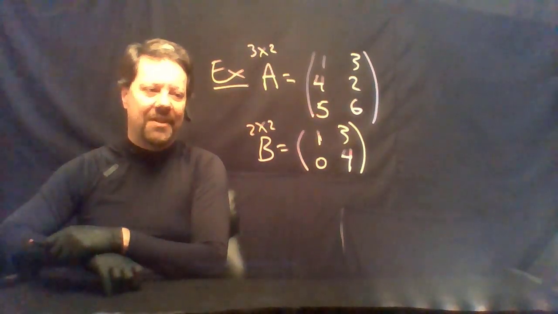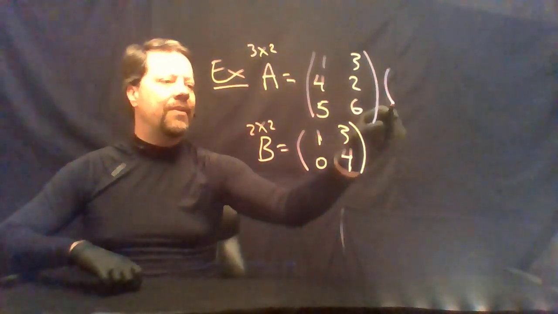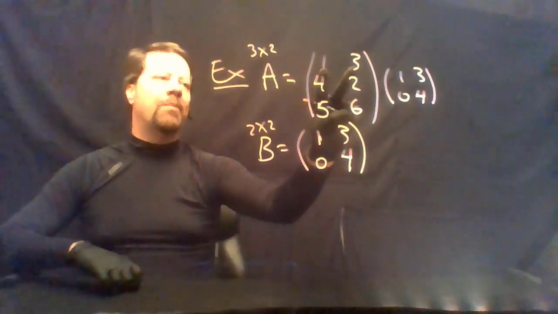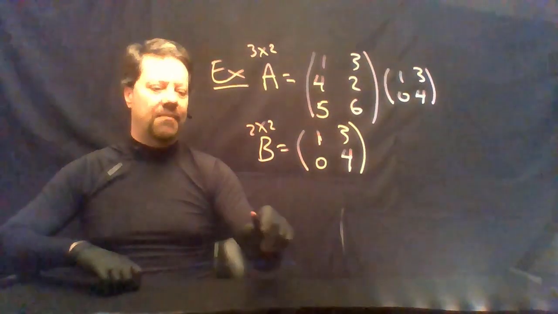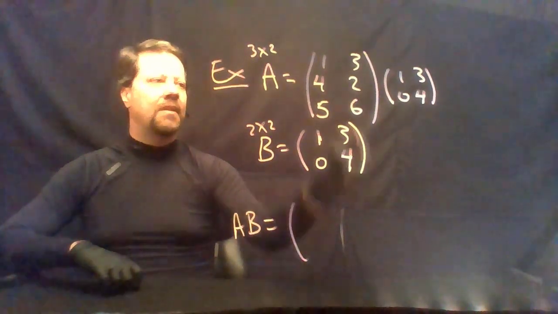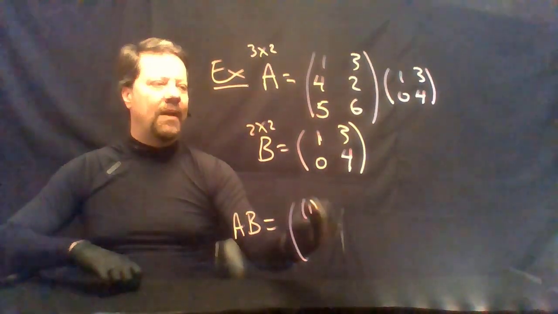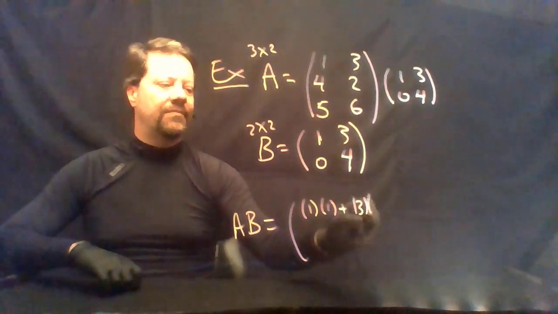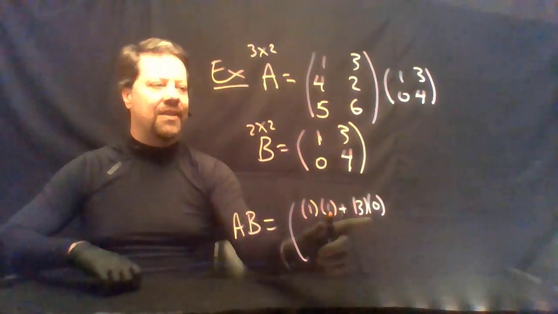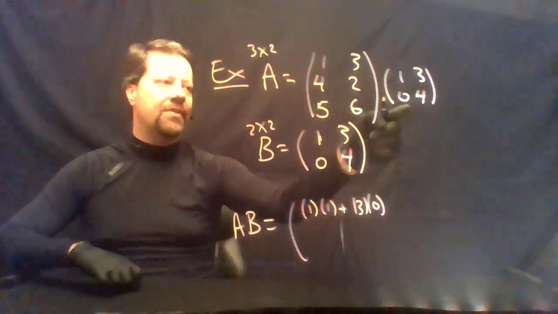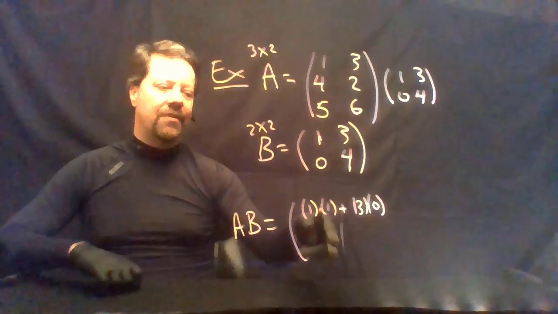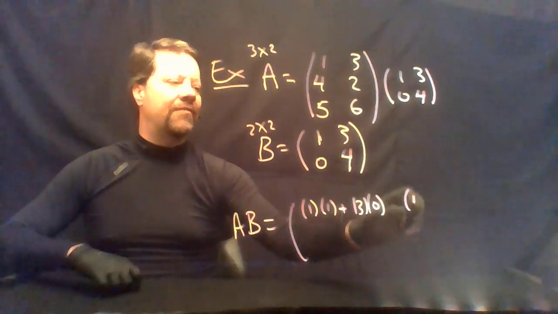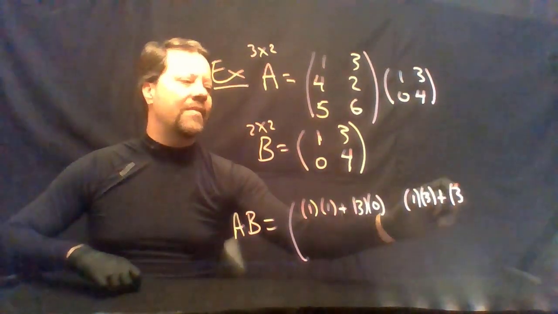How do we multiply these matrices? It might be easiest if you put them side by side and then multiply the first row times the first column. We're going to have 1 times 1 plus 3 times 0. That gives you the entry in the first row, first column. First row times first column gives you the entry in the first row, first column of the product. If I take the first row and multiply it by the second column, I'll have 1 times 3 plus 3 times 4.